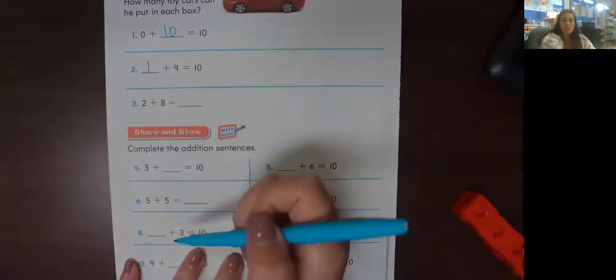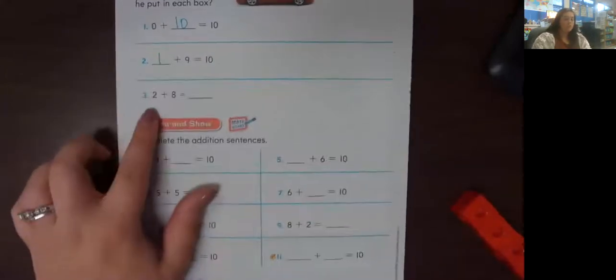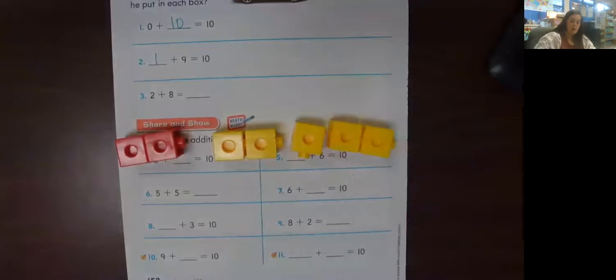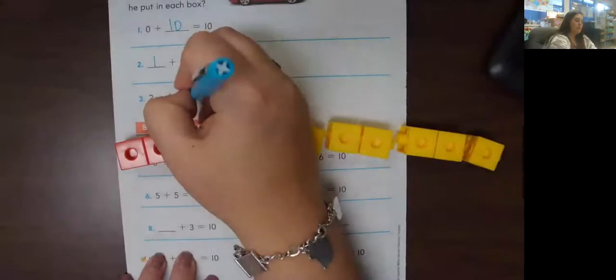Okay. Then the next one, we just have to add the two numbers together to equal whatever our answer is. So first we have 2. So 2 plus 8 more. 1, 2, 3, 4, 5, 6, 7, 8. What's 2 plus 8? 1, 2, 3, 4, 5, 6, 7, 8, 9, 10. So 2 plus 8 equals 10.